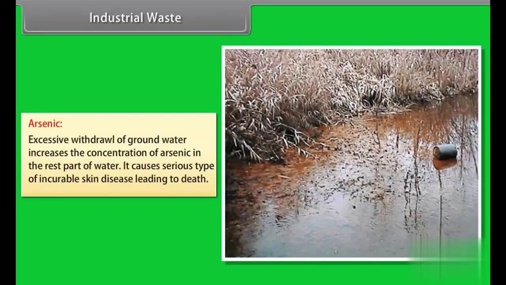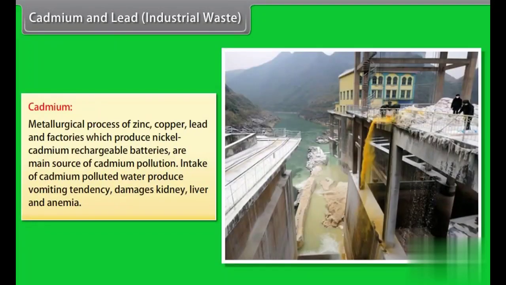Arsenic. Excessive withdrawal of groundwater increases the concentration of arsenic in the rest part of water. It causes serious type of incurable skin disease leading to death. Cadmium and lead. Industrial waste. Cadmium. Metallurgical process of zinc, copper, lead and factories which produce nickel-cadmium rechargeable batteries are main source of cadmium pollution. Intake of cadmium polluted water produces vomiting tendency, damages kidney, liver and causes anemia.